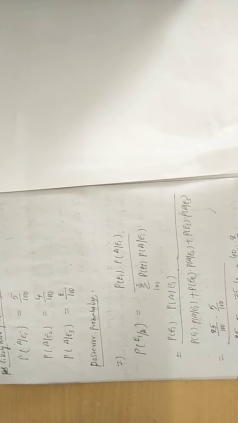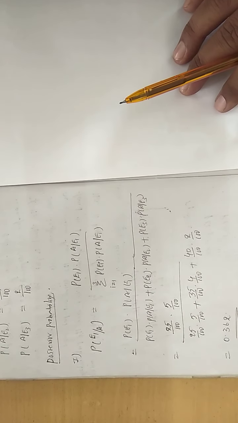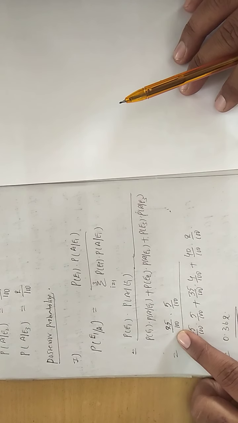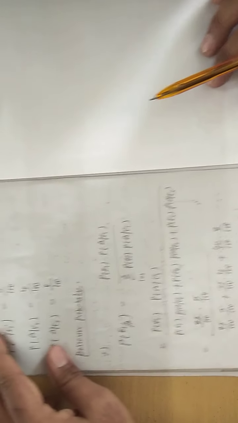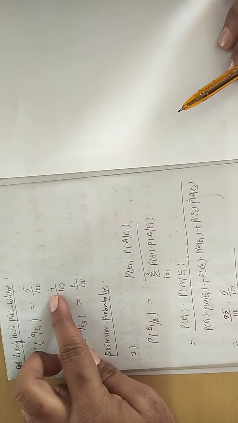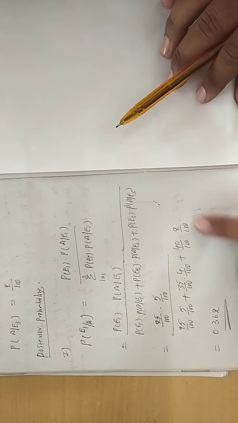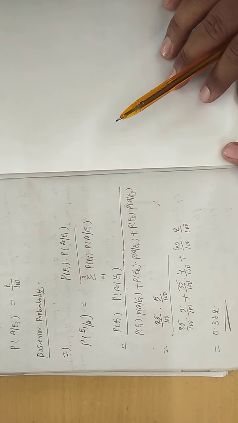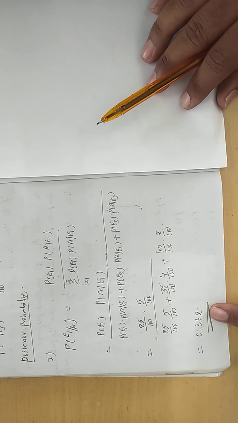That's it. So what is the probability of E1 from the problem? We already know, 25 by 100. What is the probability of A given E1? The conditional probability is 5 by 100. We are substituting, and all the remaining values we substitute here. On simplification, how much will you get here? 0.362. This is the first probability.